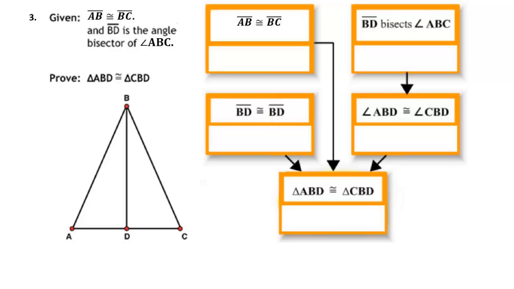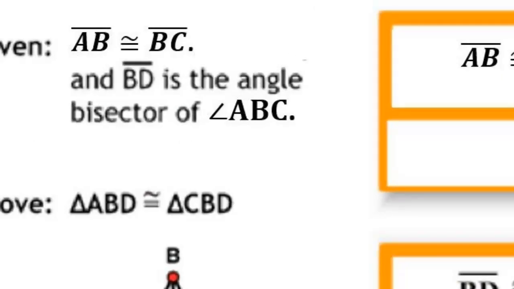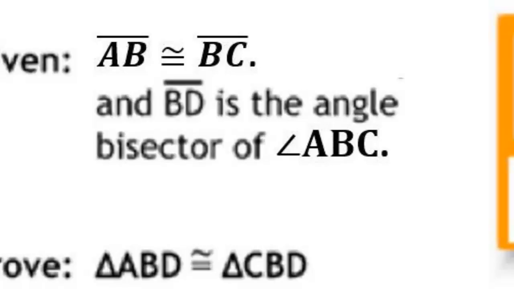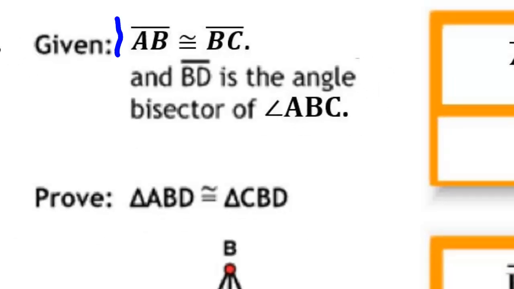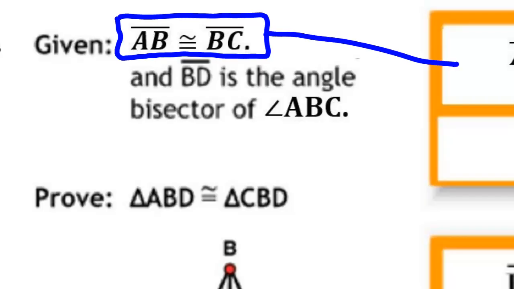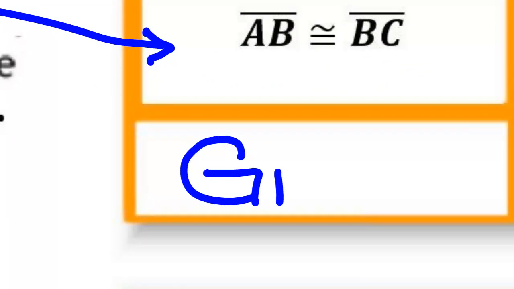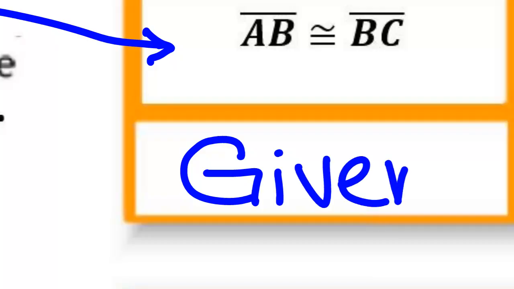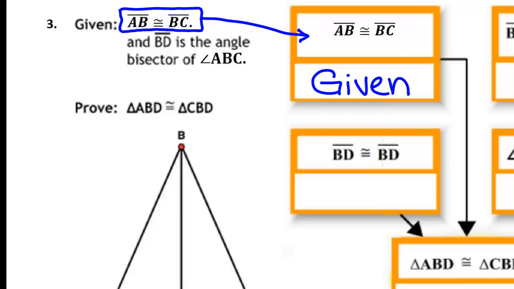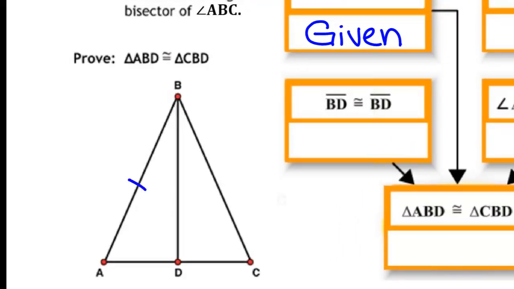Segment AB is congruent to segment BC. Where did that idea come from? The given. AB is congruent to BC. We are allowed to say that because it was given. Has that been marked on the triangle? Then we need to go in and mark it up. Segment AB, right here, is congruent to segment BC, right here.